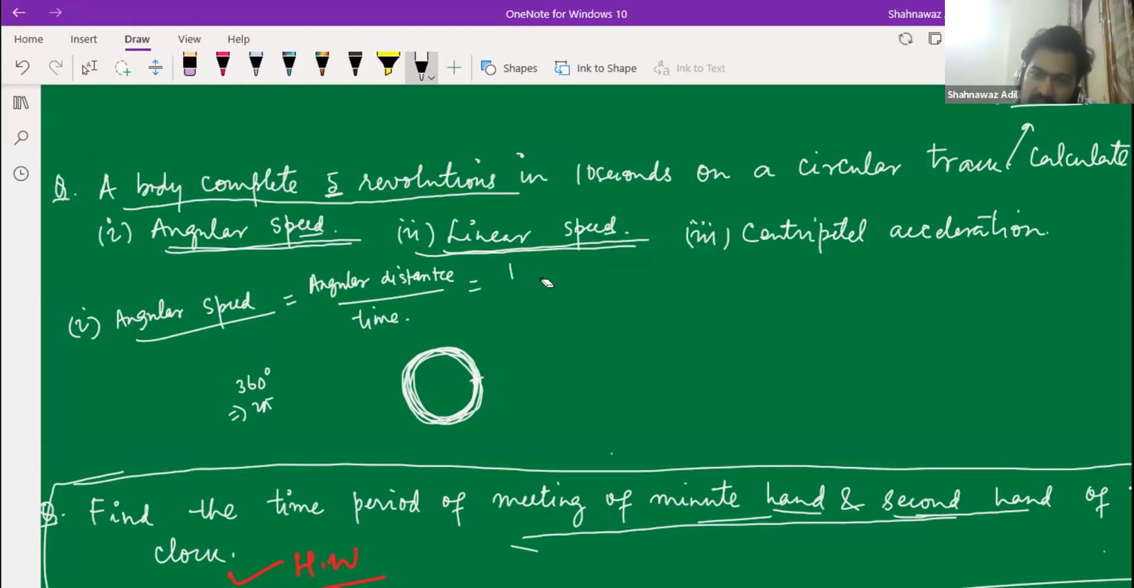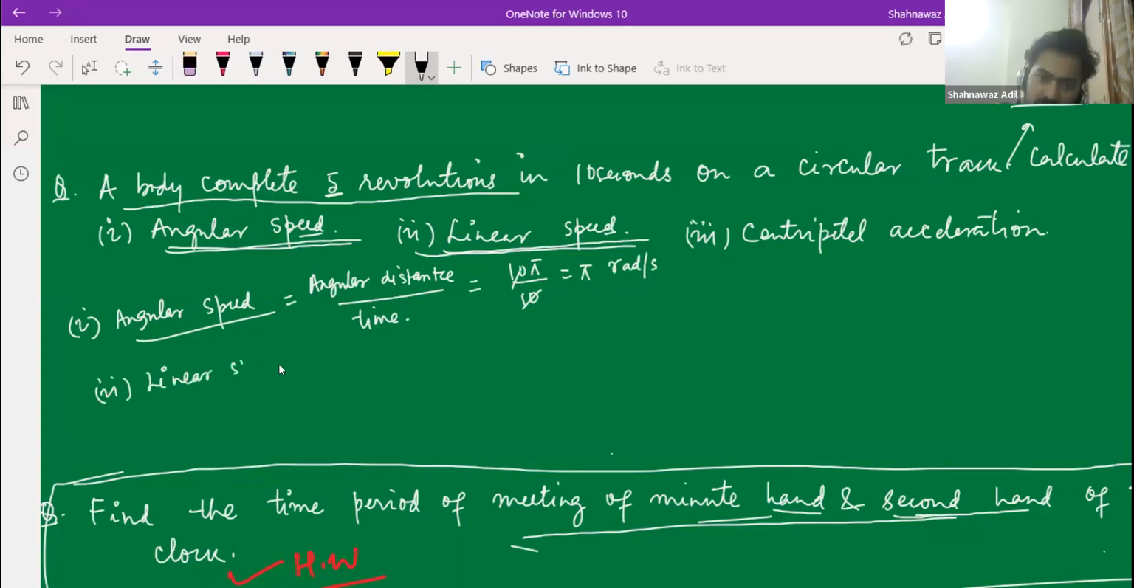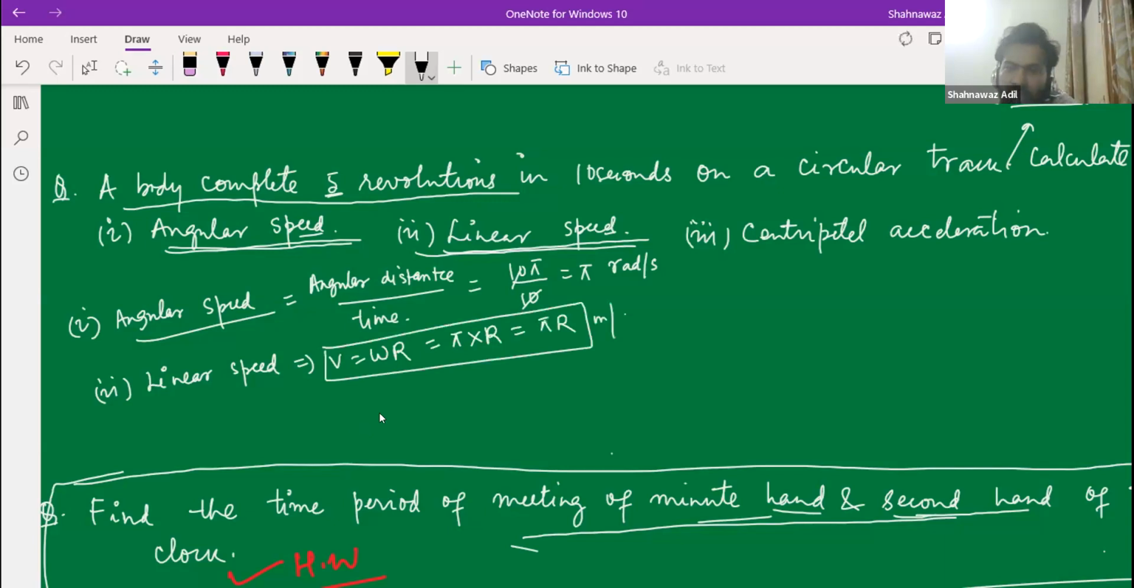So angular distance is 10 pi divided by time, which is 10 seconds. So this is simply pi radian per second. That is the angular speed. So linear speed is simply v is omega r. Omega is pi, r is r. This would be pi r meter per second, right?